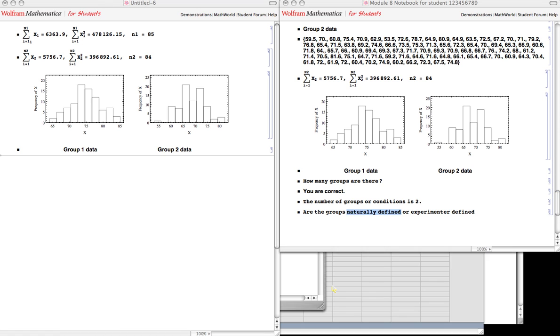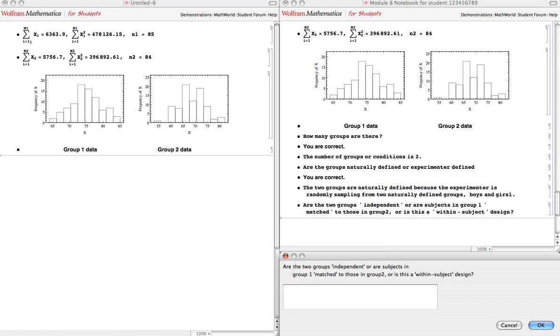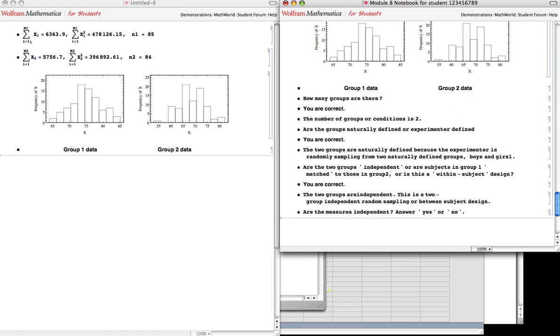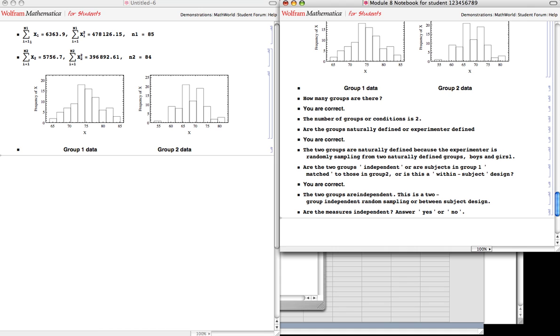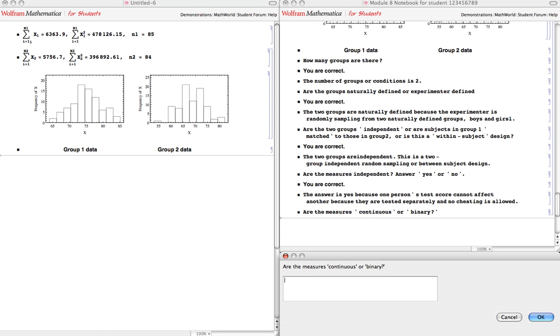Well, always is. Are the two groups independent, or are subjects in group 1 matched to those in group 2? They are independent. They're different subjects. They weren't matched with respect to any characteristic. Okay. Are the measures independent? Yes or no. The measures are independent as well. Are the measures continuous or binary? It's scores on some sort of test, so they are continuous.